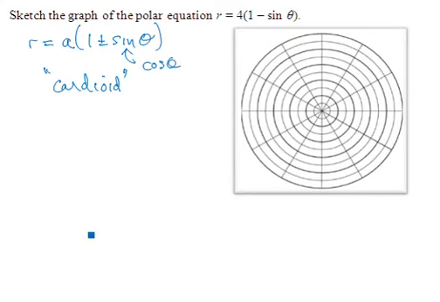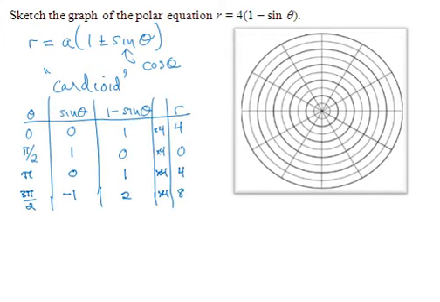And because we know this is a cardioid, we can save a little time as we try to produce a table of values to sketch this. Let me pause here and pop up a variety of values on the unit circle, and I'll talk about those in just a second. So here I've popped up some of those values.